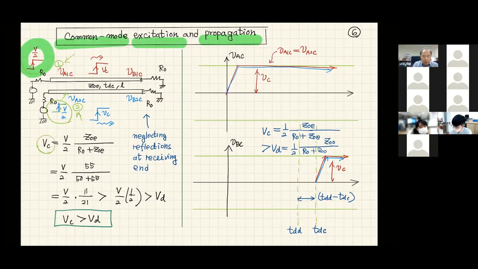And that amount of voltage step will be determined by this ohmic relationship equation. First, the source is half voltage, and the amount of common mode voltage step will be determined by the ratio of even mode impedance and source impedance. In a case where we have even mode impedance 55 ohm while source impedance is 50 ohm, then this is slightly larger than 1 over 2.5. So that means the common mode voltage excitation, this number, is slightly larger than differential mode.